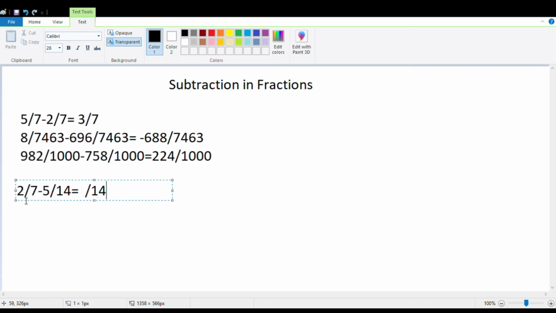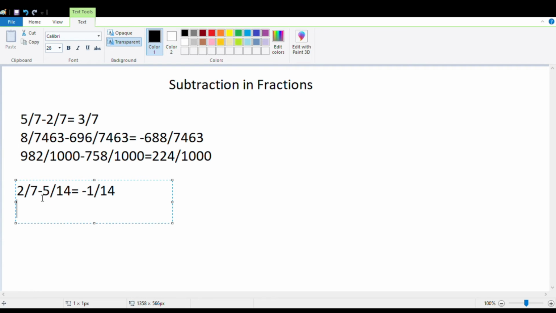Now we subtract 2 minus 5. Sorry, before we do that, we have to make this also into 14. So 7 times 2 equals 14. Whatever number you multiply with the denominator will apply to the numerator, so 2 times 2 becomes 4. So 4 minus 5 is minus 1. So that's how you do subtraction in unlike fractions.